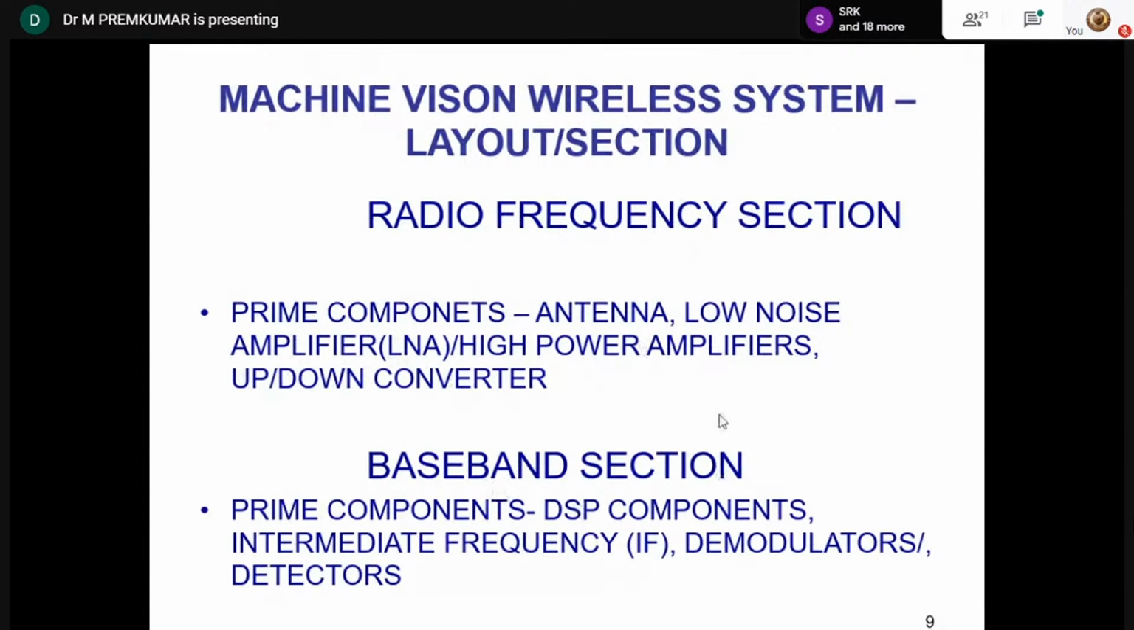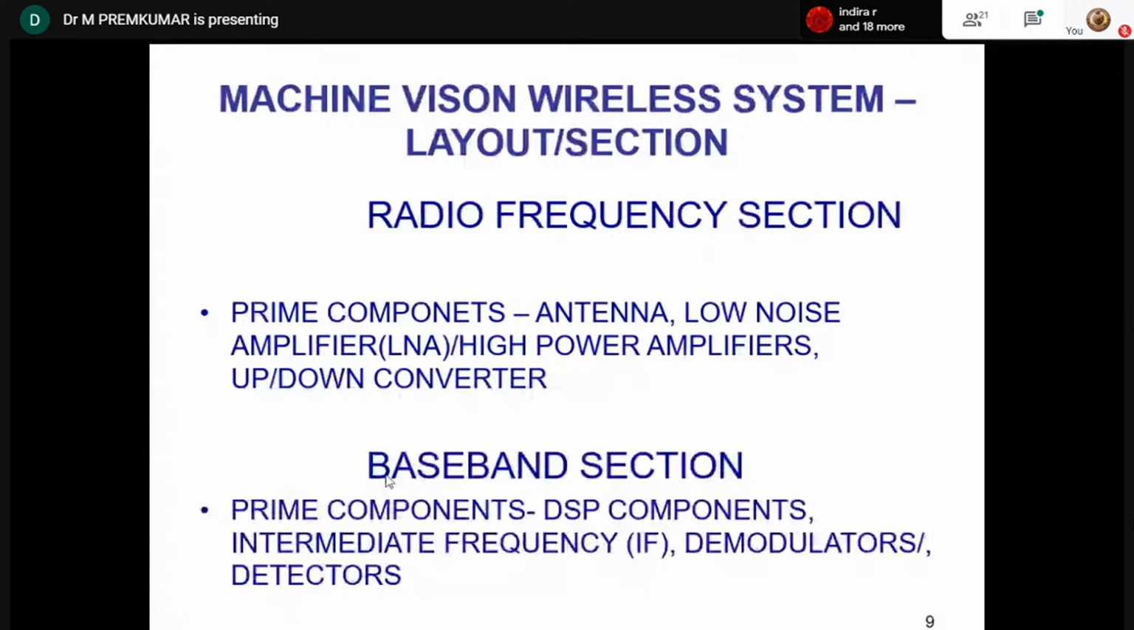In the baseband section, you'll be having the prime DSP components. You'll be having the processor, the A to D converters, and then the IF section, demodulators, and detectors. So for a machine vision wireless system layout, or for any particular startup, you can work on these two areas: the radio frequency section and the baseband section. In the RF section, you can contribute to developing prototypes and products.